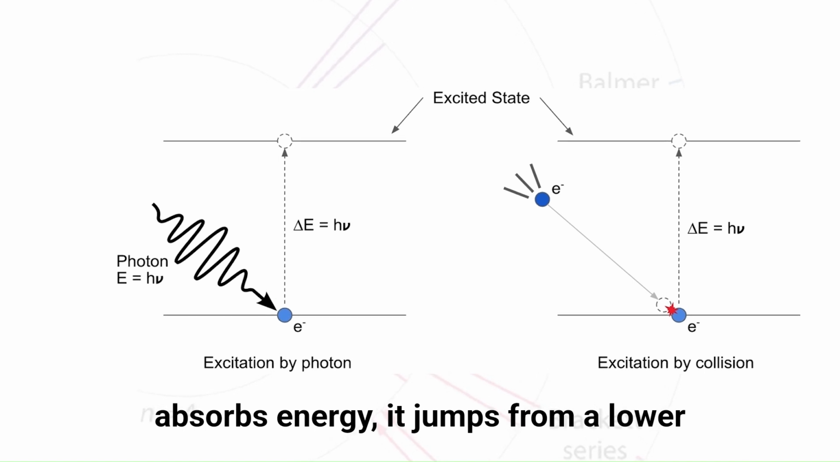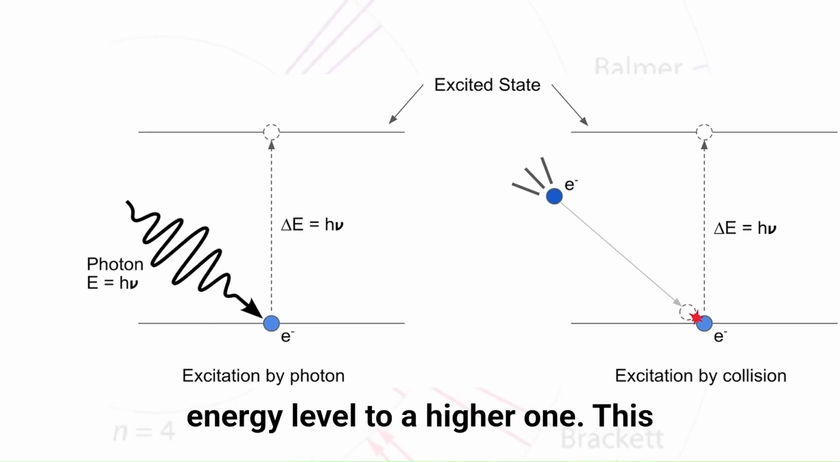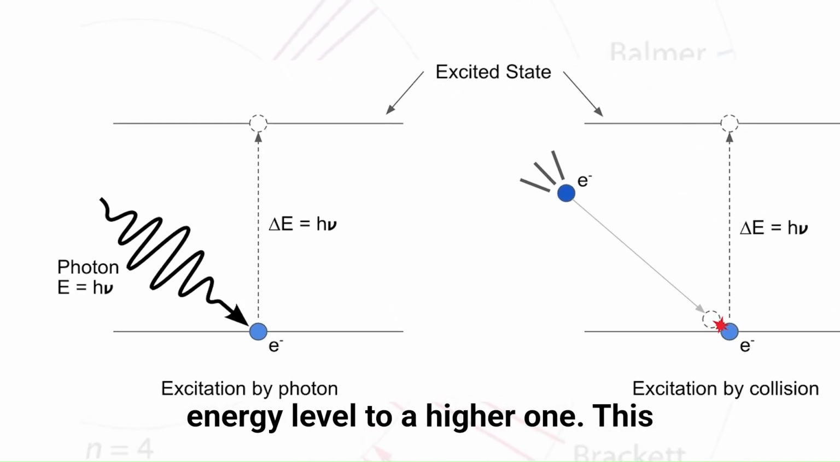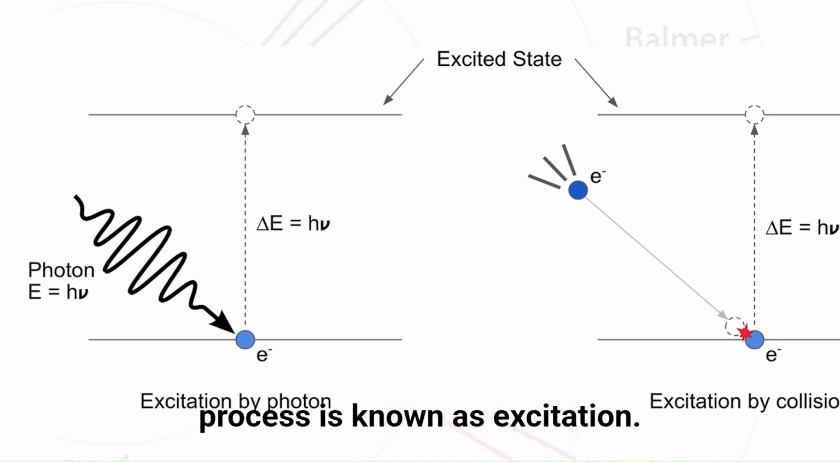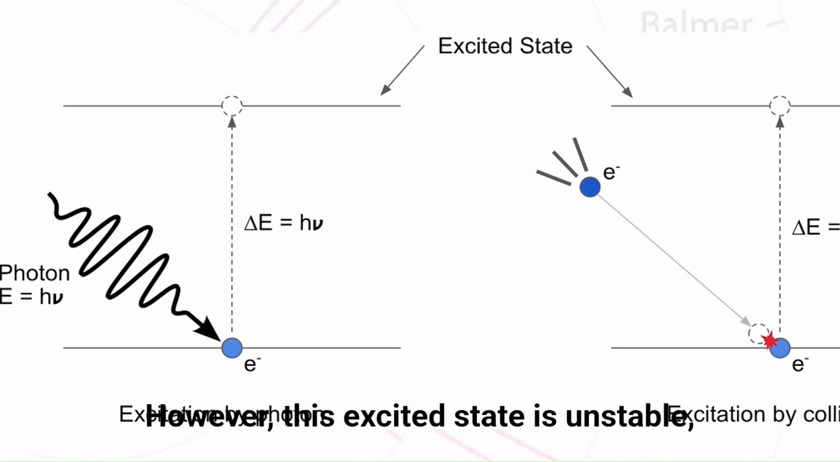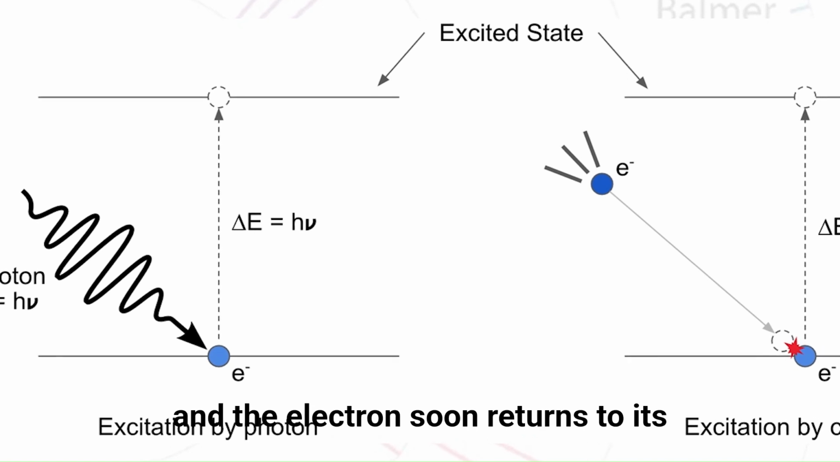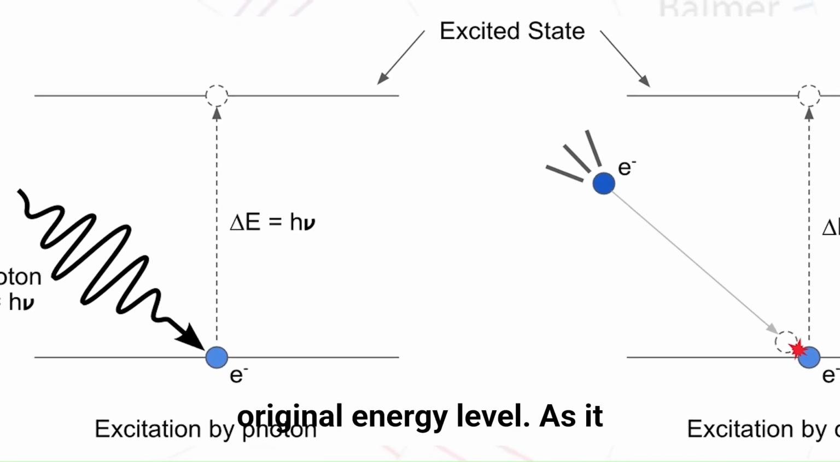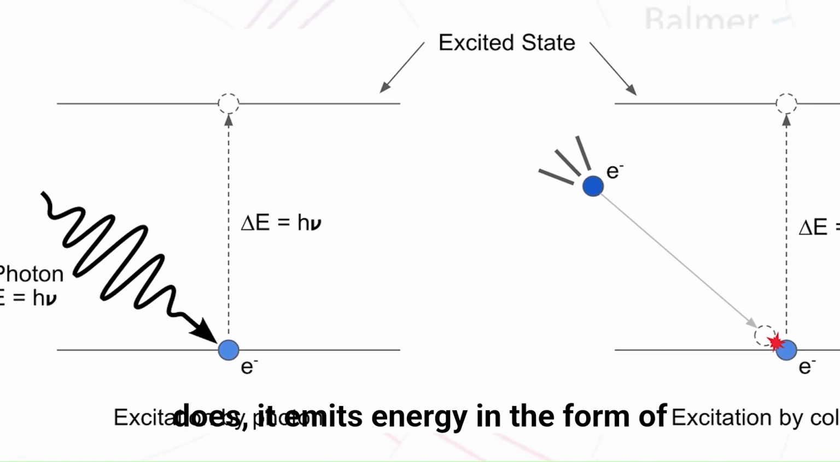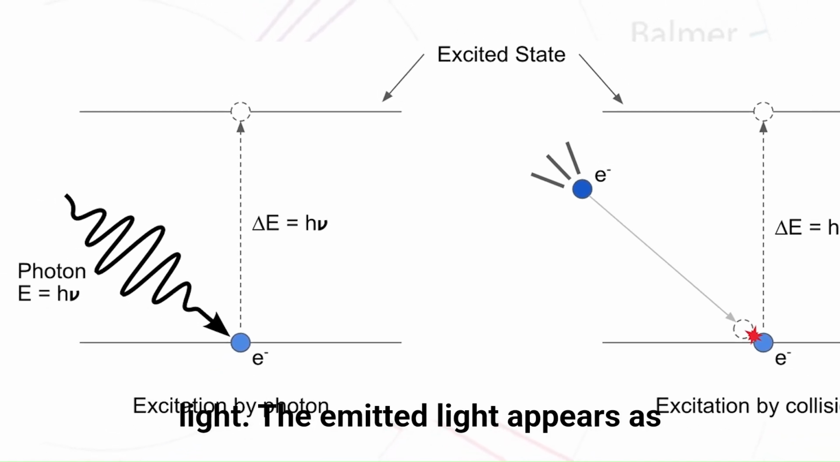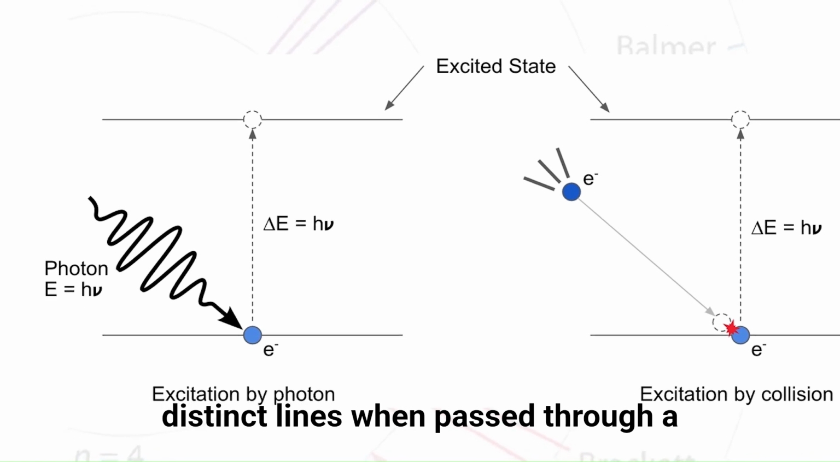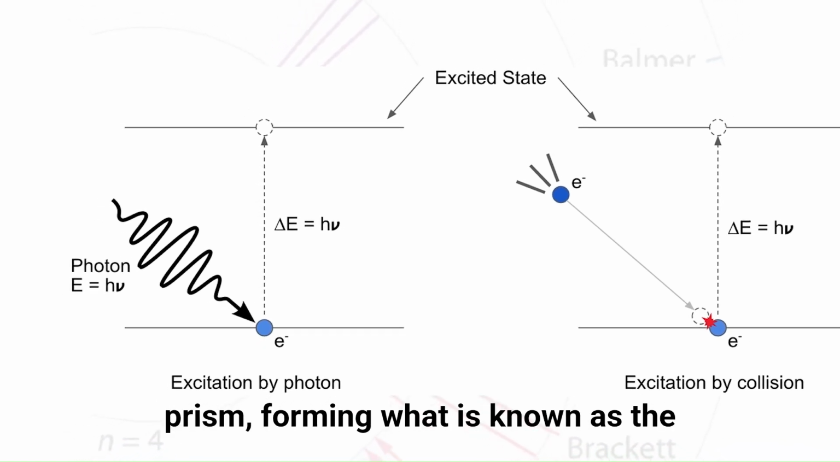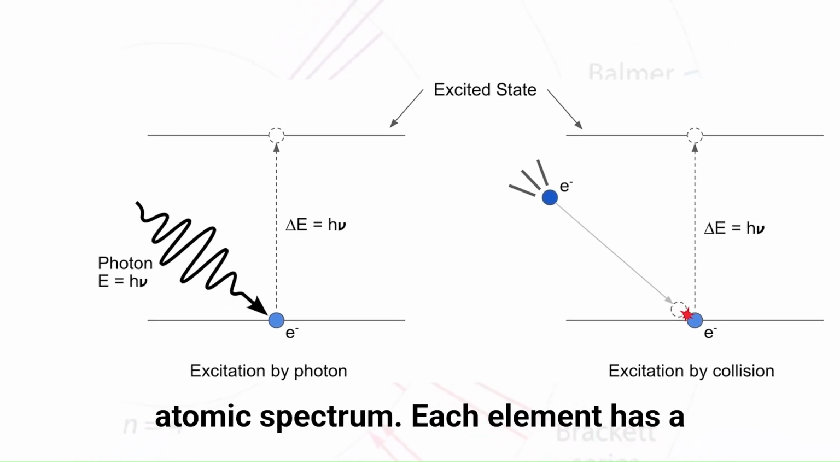When an electron absorbs energy, it jumps from a lower energy level to a higher one. This process is known as excitation. However, this excited state is unstable, and the electron soon returns to its original energy level. As it does, it emits energy in the form of light. The emitted light appears as distinct lines when passed through a prism, forming what is known as the atomic spectrum.